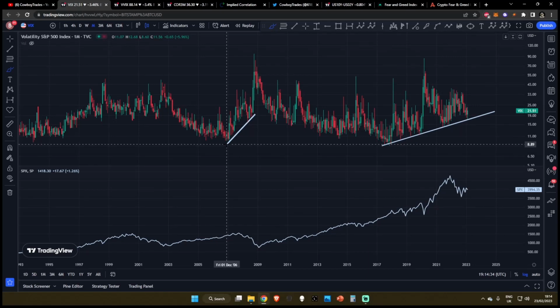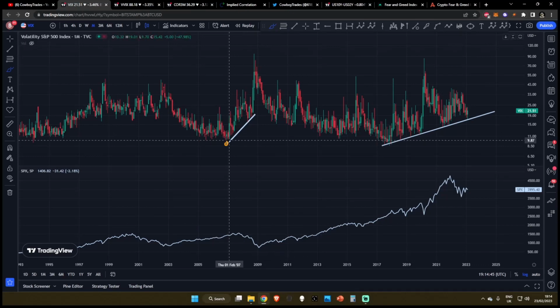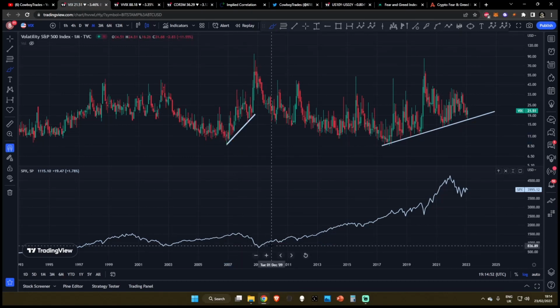We put in a low, and after that point we started pricing in forward volatility, and the market started putting in higher lows. It's a little bit hard to see over here, but you can actually see there were multiple times that we were putting in higher lows for the VIX before we actually started to break down into this bear market.